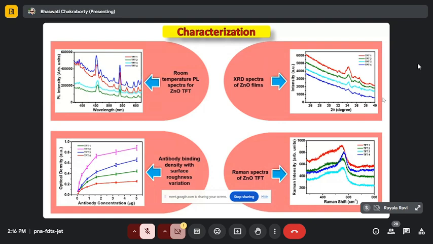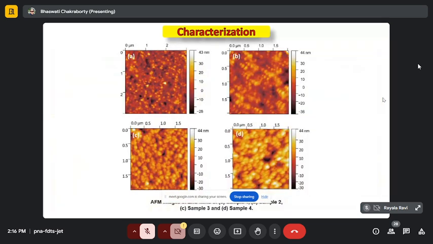However, something different happened when we consider antibody binding density. TFT4 has the better performance in terms of available area, in terms of antibody and antigen binding densities. In the Raman spectra also, the A1 longitudinal optical mode intensity increases as we move from TFT1 to TFT4, because this particular A1 LO mode comes from the oxygen vacancy. And we have also studied AFM characteristics.